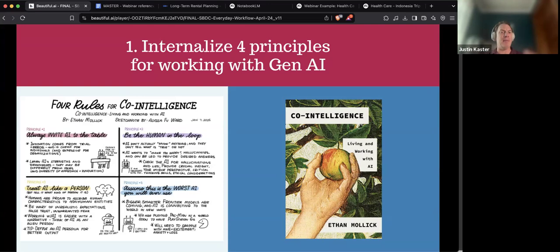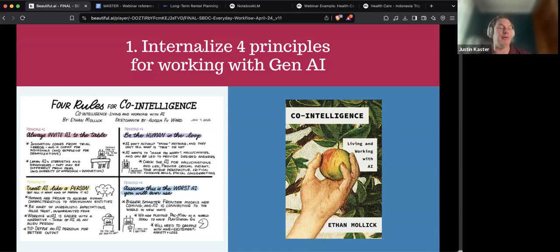I think it's really important. I mentioned Ethan Mollick and his book, Co-Intelligence. If you're really interested in getting a broader perspective, it's a good book to pick up, listen to on Audible, or read. It gives you some really interesting framing to start with. He has 4 rules in that, which I think are timeless and really helpful for me as I navigate generative AI. And one is this idea that always invite AI to the table.